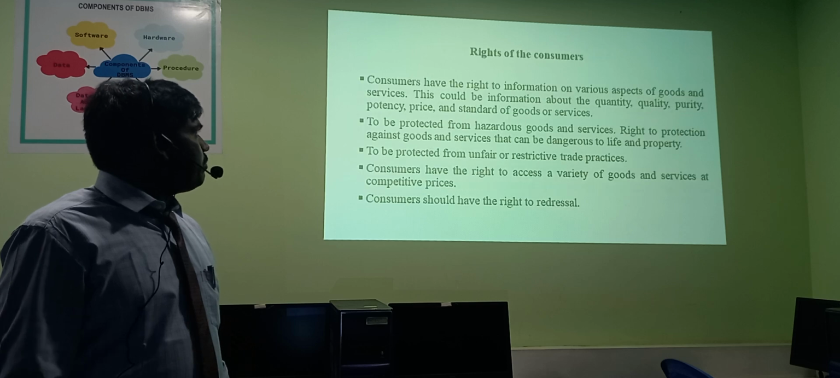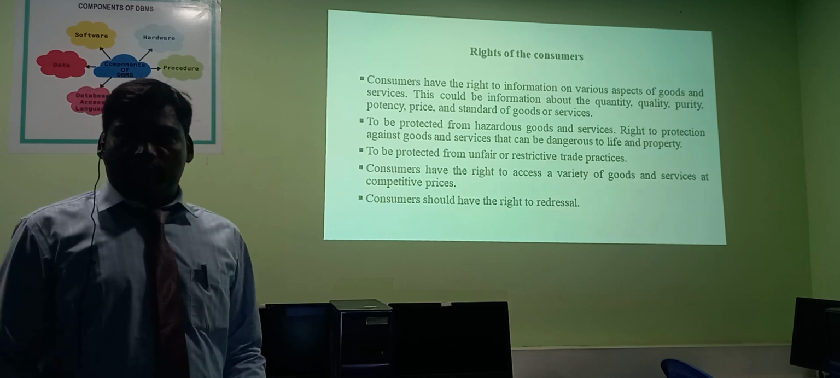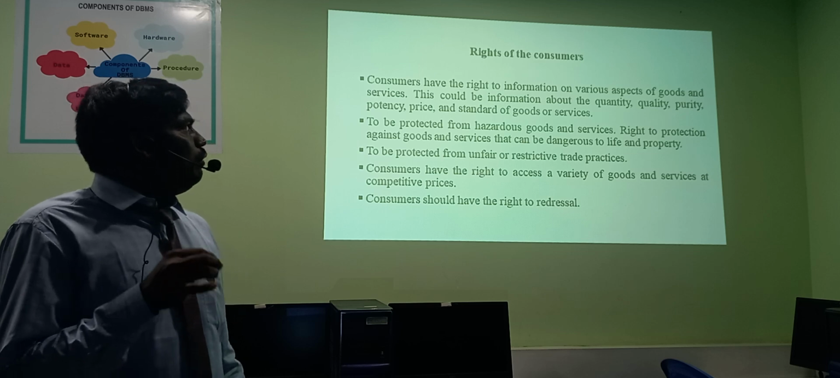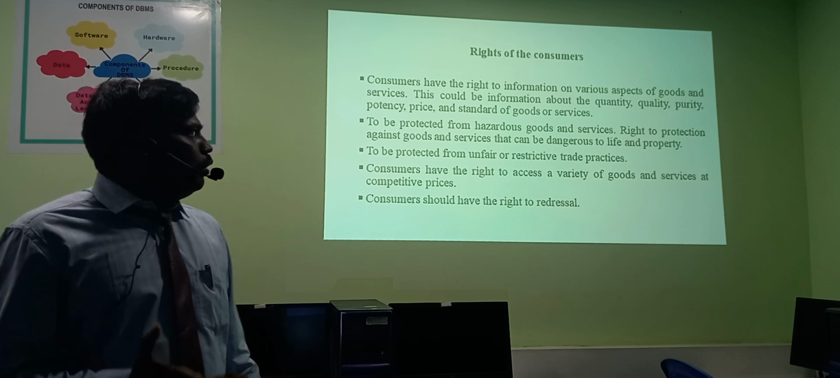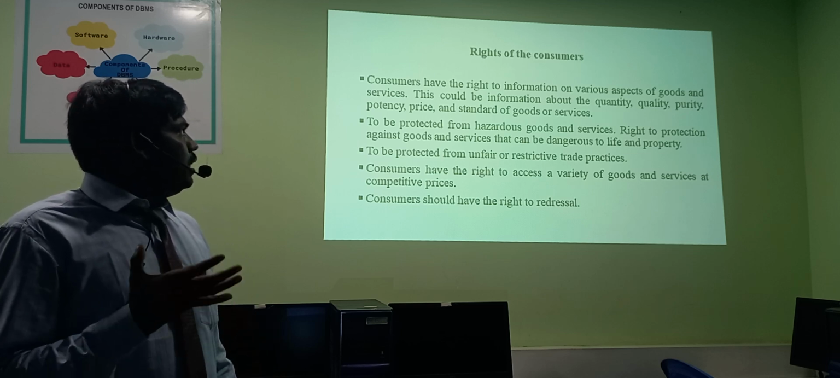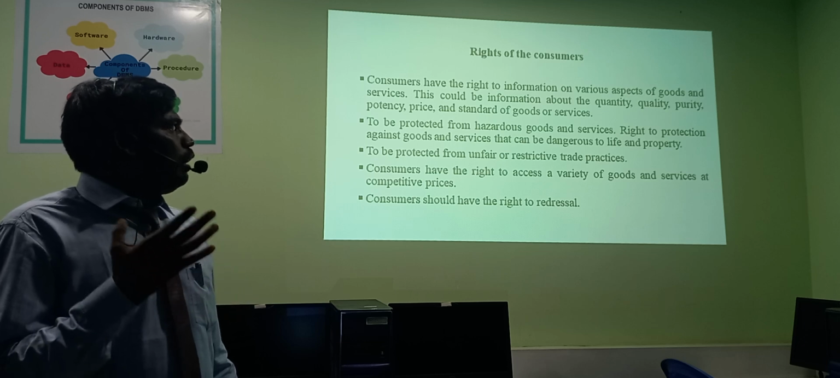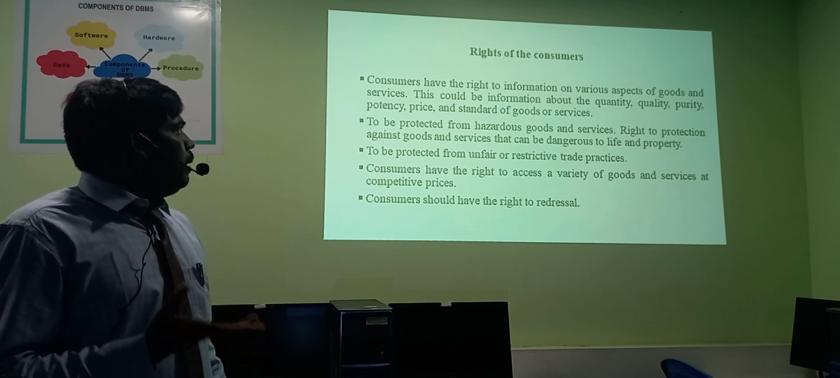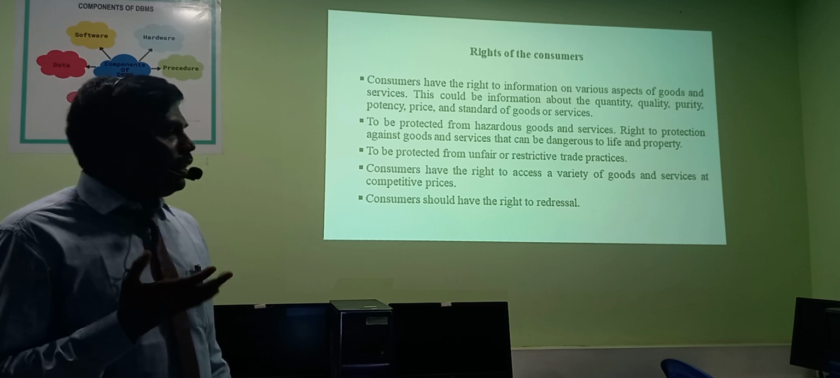Next, rights of the consumer. What are the rights of the consumer? The consumer has the right to information on various aspects of goods and services. This could be information about the quantity, quality, purity, potency, price and standard of goods or services.